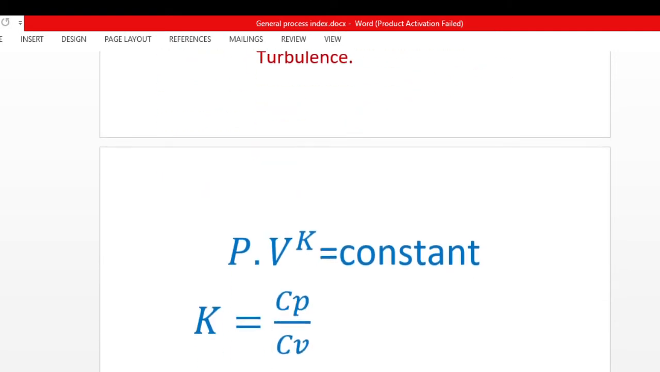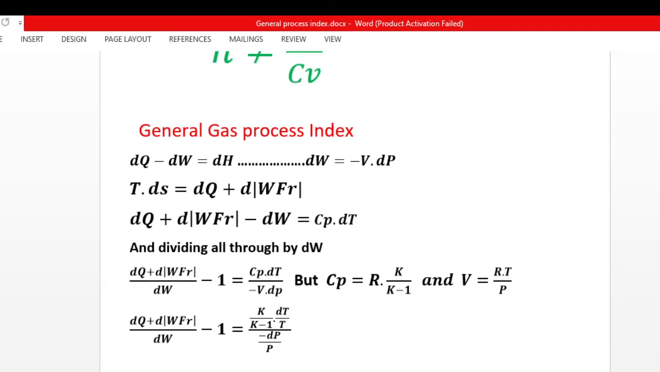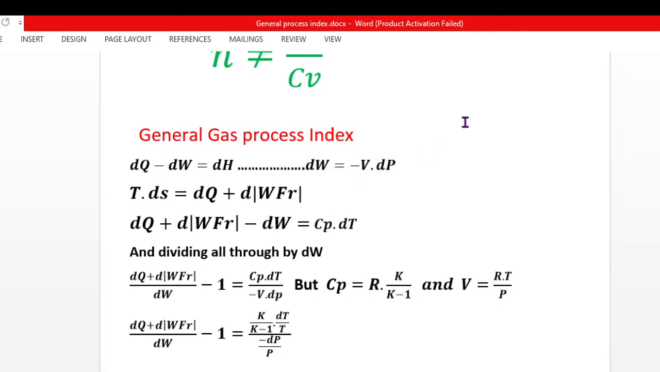Now let's start our derivation. According to the first law of thermodynamics, I am going to prove my relation for 1 kilogram, which holds of course for any amount. First for the open system, and next I will prove it for a closed system. According to the first law of thermodynamics, dq minus dw equals delta h, and we know that delta w equals minus vdp.